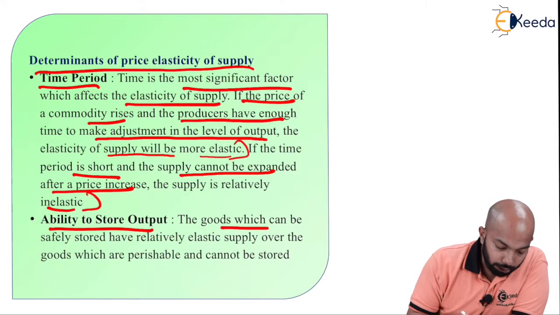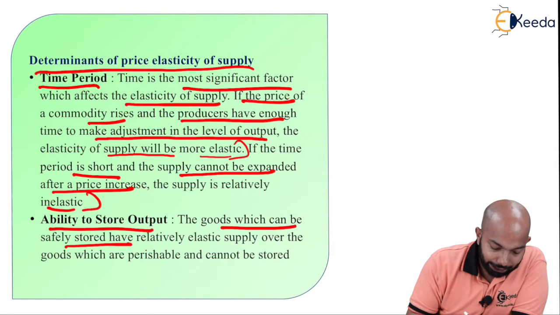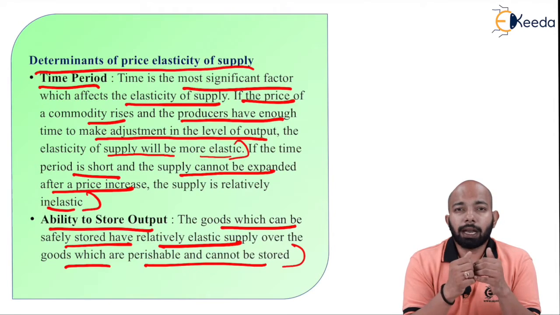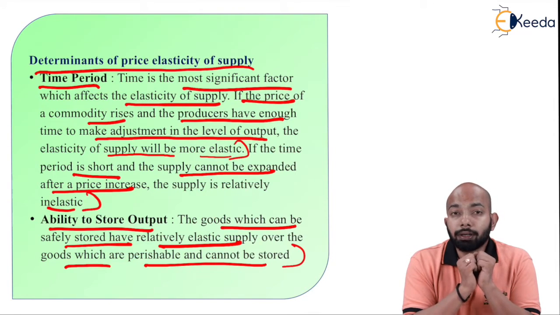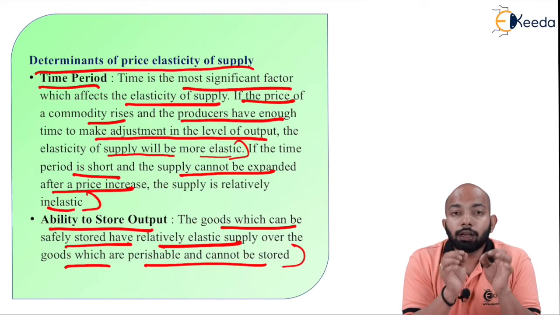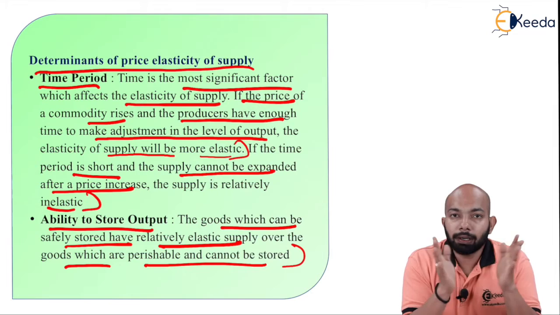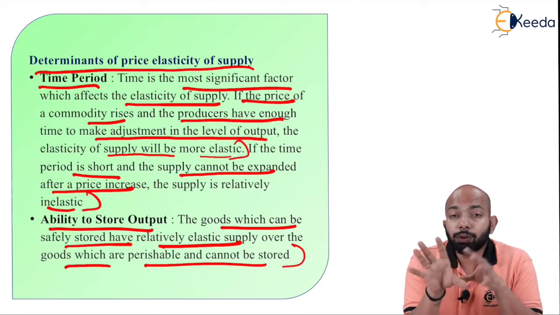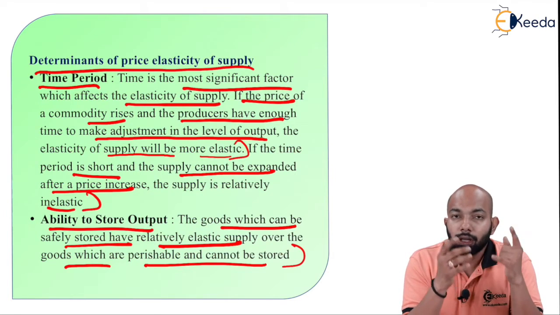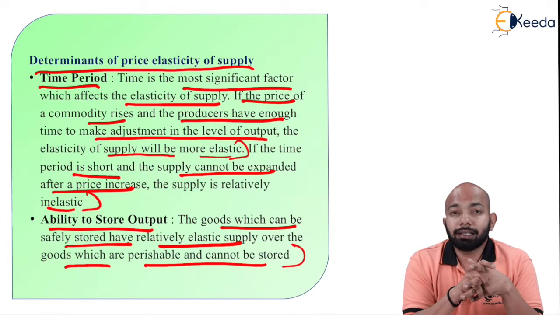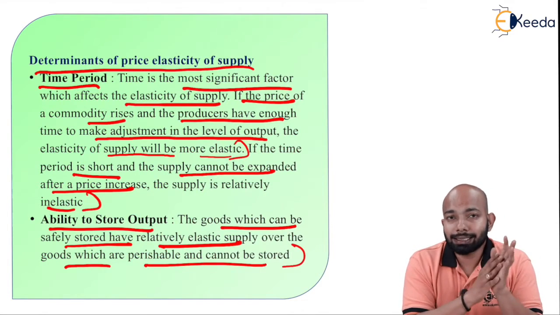Hence, goods which can be safely stored have relatively elastic supply compared to goods which are perishable and cannot be stored. Basically, if apples or fresh fruits are being supplied in an enormous quantity, and they are of perishable nature, you'll have to sell them within the time period. You cannot extend that. But if you buy a car, you can keep it for years. Can you buy an apple and keep it for years in the same way? No. It is a perishable good. Hence, when it comes to perishable goods, the supply is relatively inelastic, or rather we can talk about inelastic supply there.